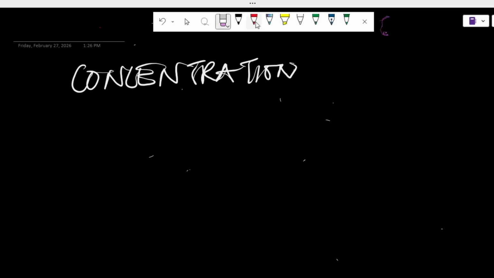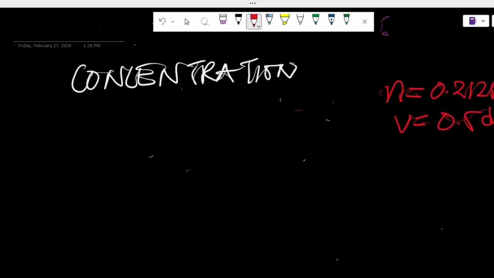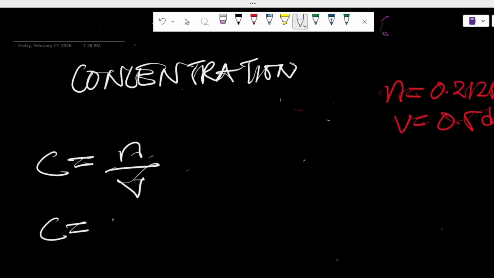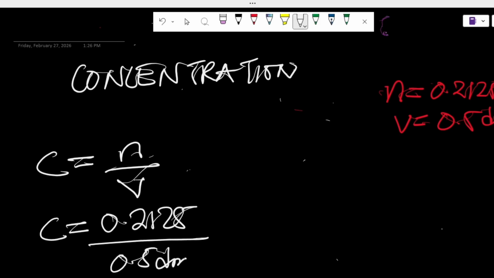So let's make sure that we understand this. The number of moles, N, is equal to 0.2125, and the volume is 0.5 decimeter cubed. So let's go ahead and find the concentration. The concentration is going to be the number of moles over volume. In this case, the number of moles is 0.2125 over 0.5 decimeter cubed. So this is what we are going to have.